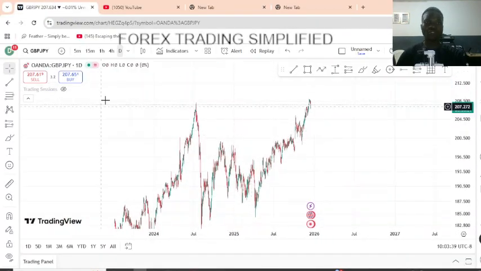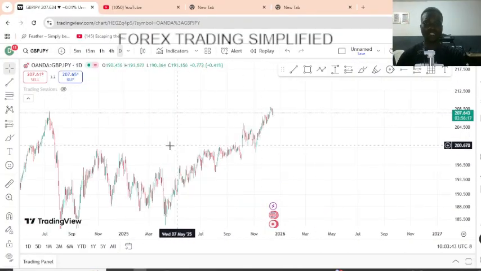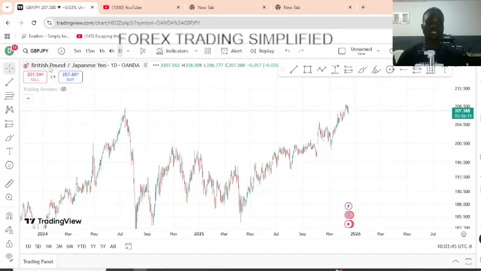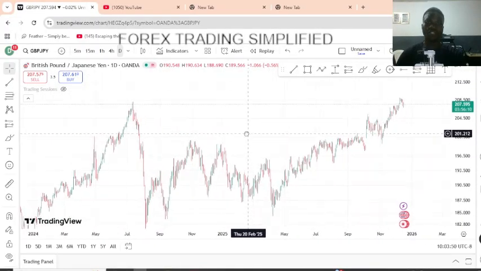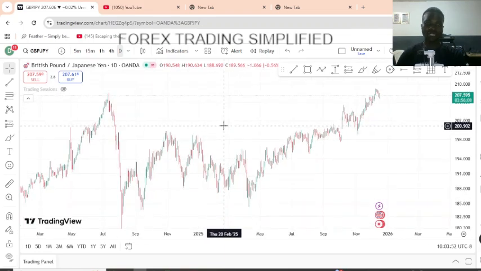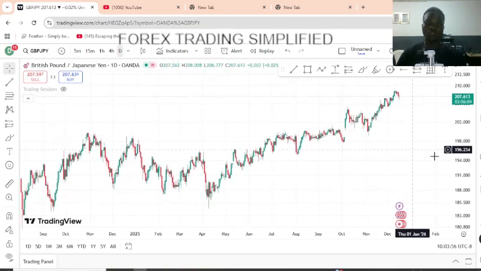Now I'm going to go on to the chart and show you live examples of how the market actually moves. All right, so the pair that we are testing right here is GBP JPY. Now don't worry, you are going to understand this. I'm going to explain step by step how you are going to understand this.